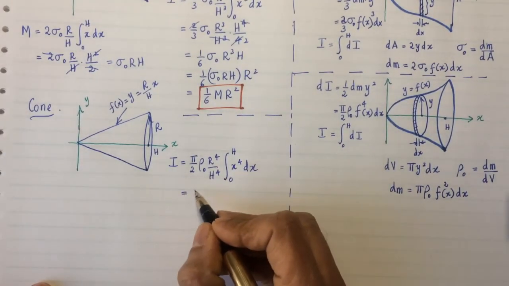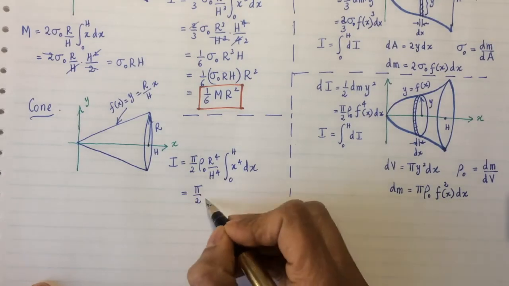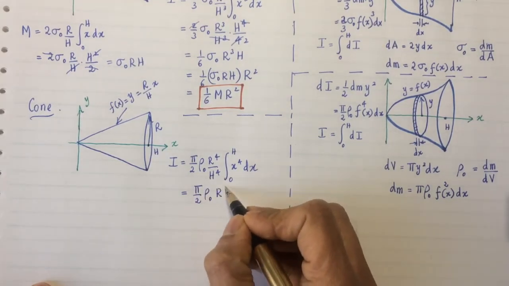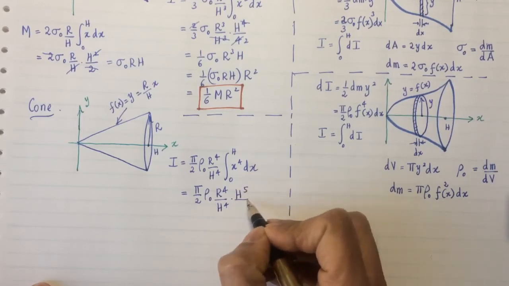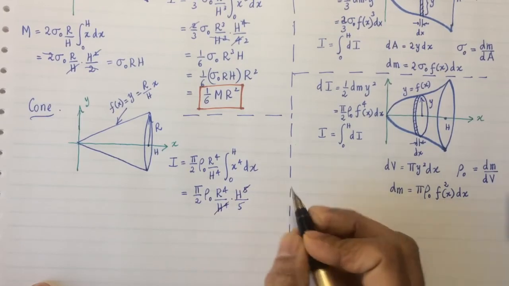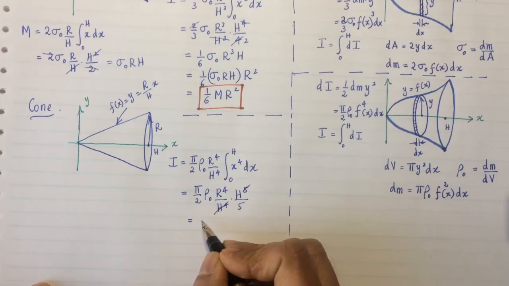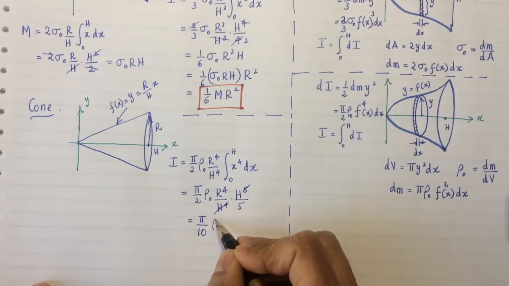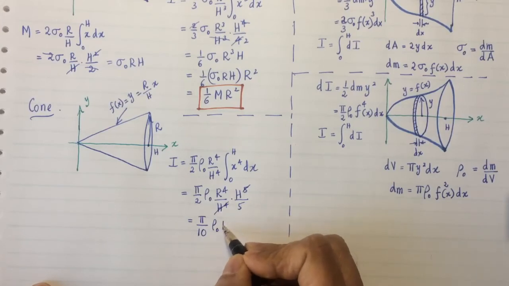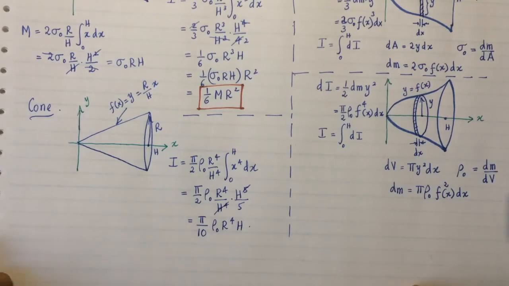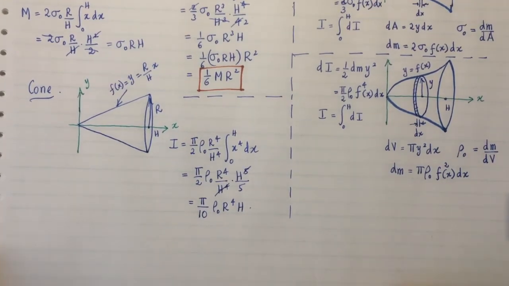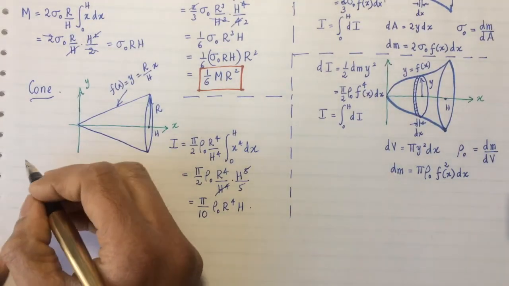So that can be integrated. It's pi over 2 rho naught r to the 4 over h to the 4 times h to the 5 over 5. So that gives me pi over 10 rho naught r to the 4 times h. Again, that's a strange looking result, and we would like to write everything in terms of mass to make it look like a standard moment of inertia table entry.